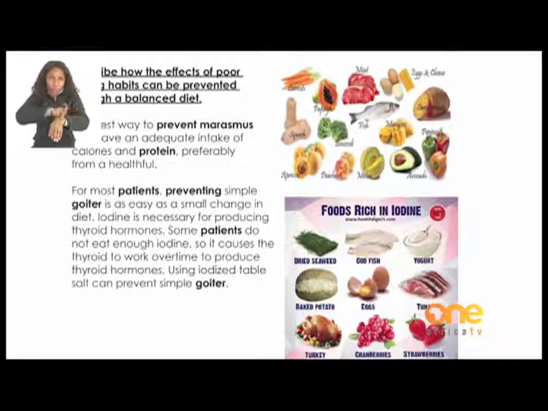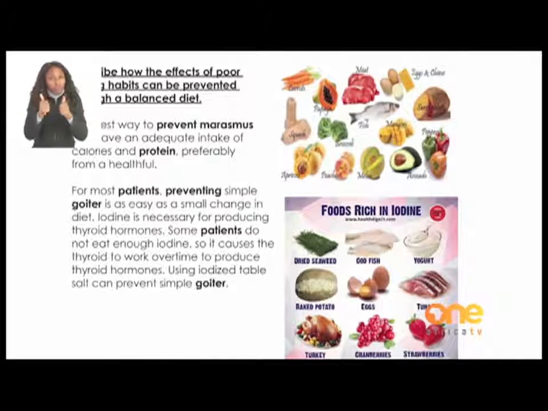Now, for example, in the picture there, you can see some of the foods that can provide you with protein. We have foods like meat, eggs, cheese, fish, broccoli, you mentioned them. In addition to this, you must also have some foods that will provide you with carbohydrate, since we know that marasmus is a disease that can happen due to lack of energy-giving food as well as protein.